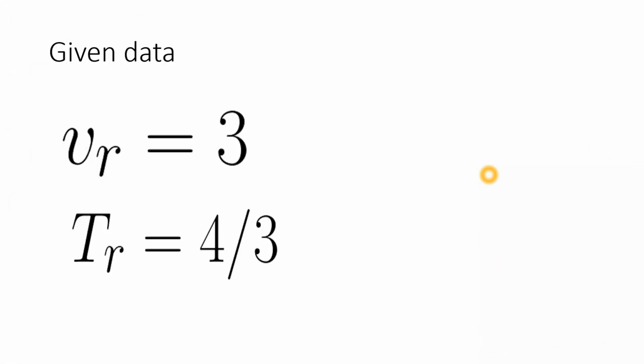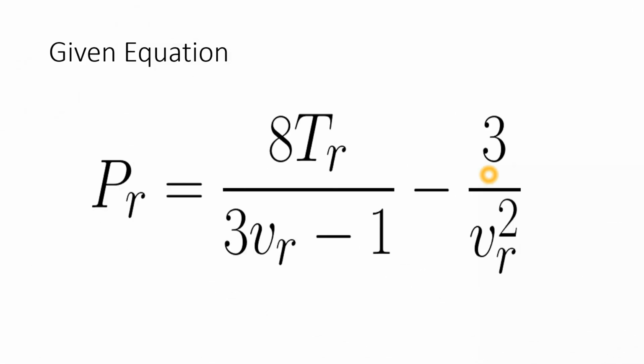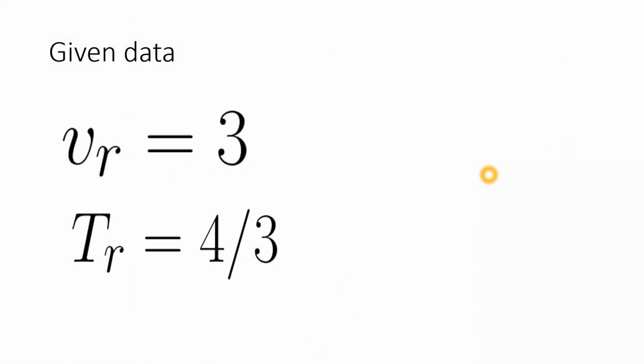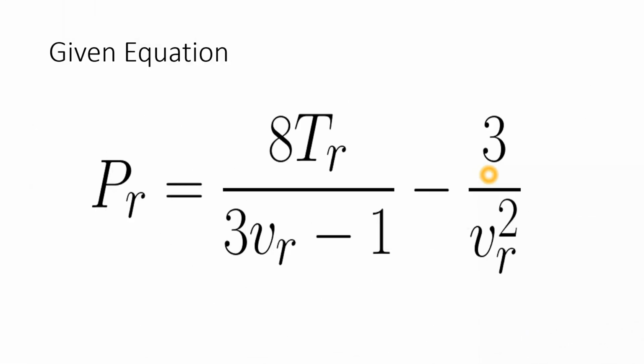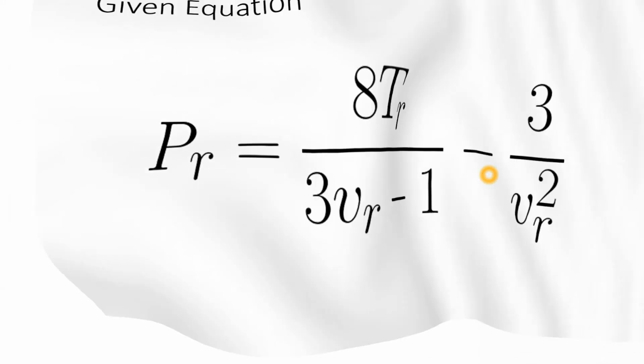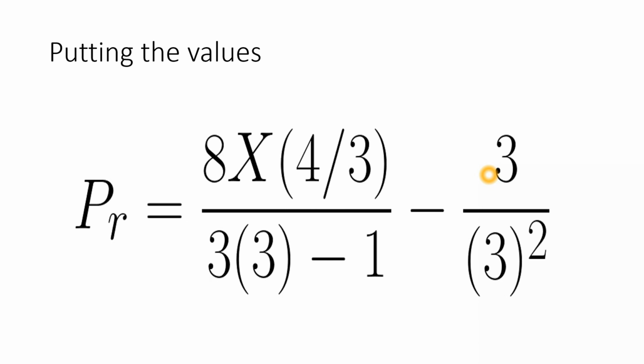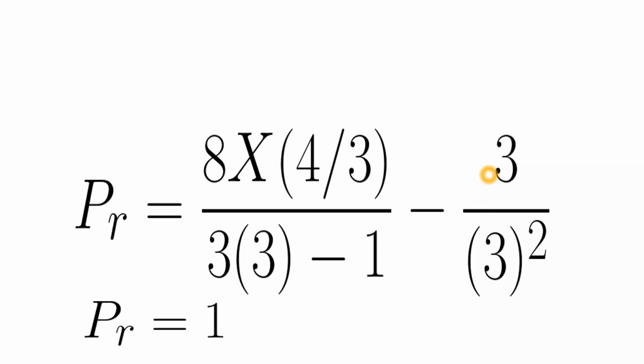Next, the given data is VR is equal to 3, TR is equal to 4 by 3, right? The given equation is up here, and now we have VR and TR, but we don't know the PR value, so we will calculate PR from the given equation 8TR upon 3VR minus 1 minus 3 upon VR square. We put the values of TR and VR, and we get PR is equal to 1, right?